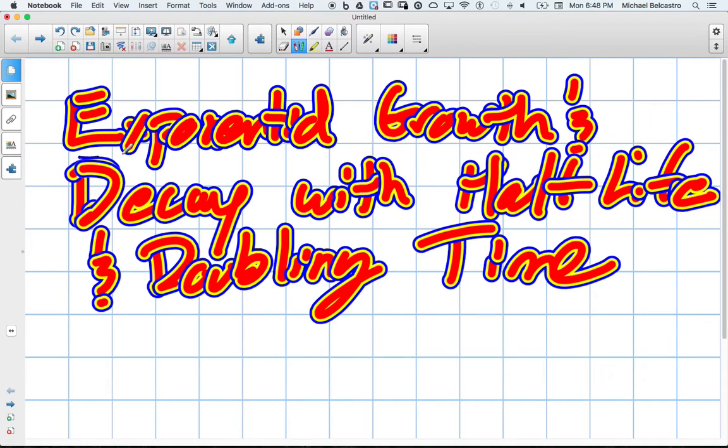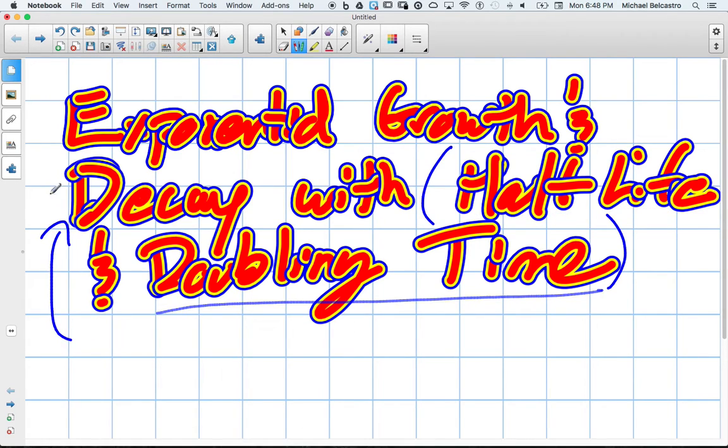Huge title. Exponential growth and decay. That's right. That's what this is all like, the encompassing umbrella. And we're going to focus on setting up equations that deal with half-life and doubling time. These are usually the only types of equations that are set up with these types of exponents, but it's very possible to do other types of exponential growth and decay this way.